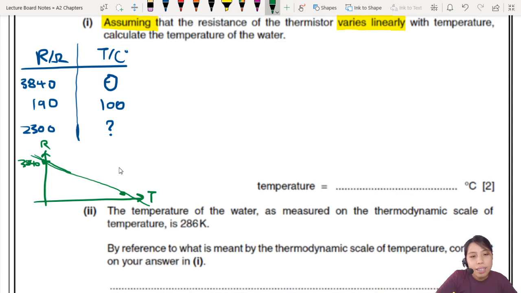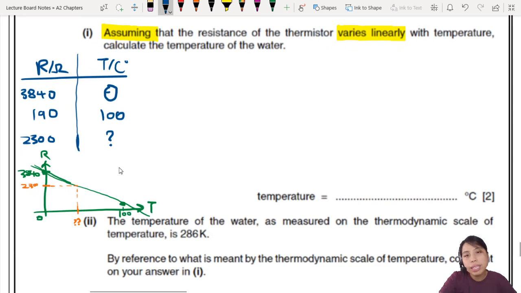Okay, and this is 100. This is 0. Now the question is, at 2300, what will the temperature be? So you can think, oh, 2300 is somewhere here, I guess. What will be the temperature? Linearly means the gradient is not changing. Gradient unchanged means you can take whatever triangle you want as long as you take the ratio of gradients.